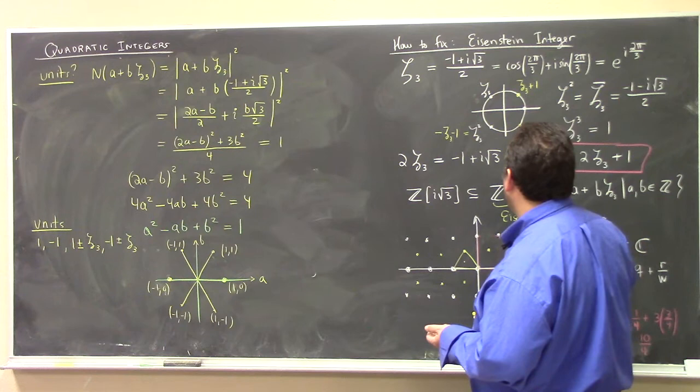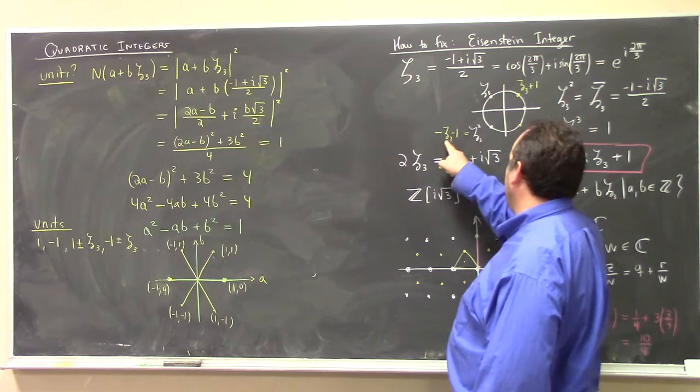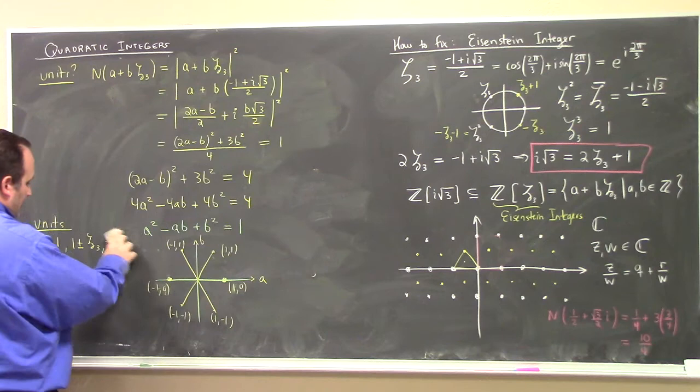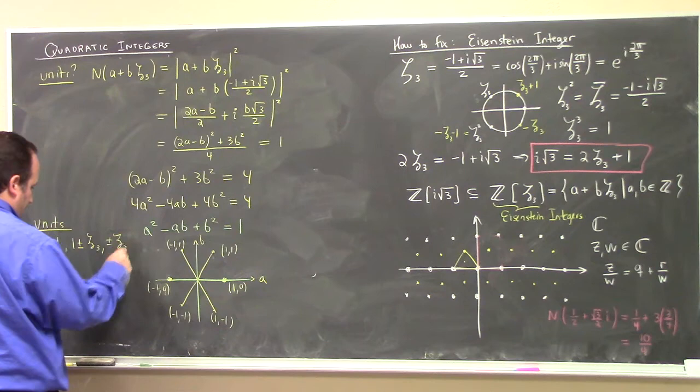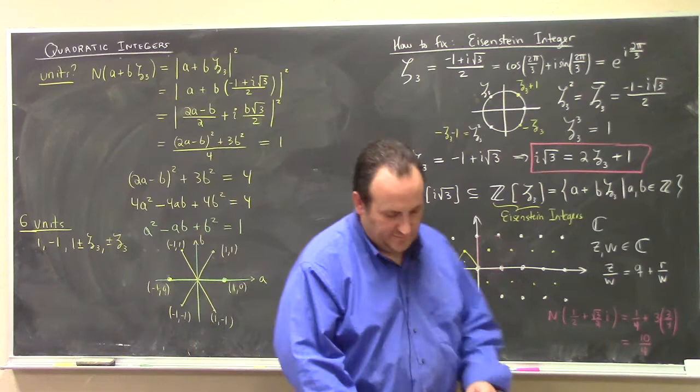Wait a minute. Oh, I'm wrong. I was like, wait a minute, that doesn't check. Check this out. So if I add 1 to this, I get just minus the third root of unity. So, my bad. It's minus 1, 1, 1 plus or minus the third root of unity, and plus or minus just the third root of unity itself. So 1, 2, 3, 4, 5, 6. 6 units in the Eisenstein integers. So that's kind of neat.